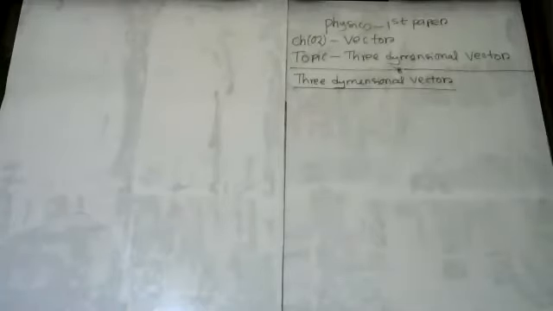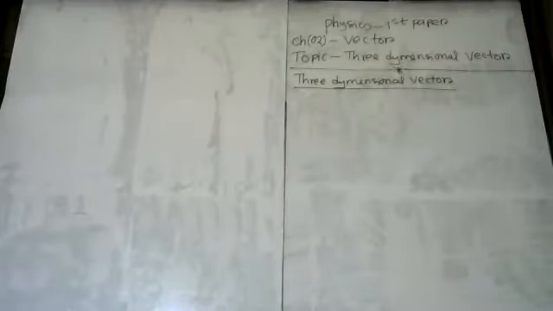My dear student, Physics first paper, chapter number 2, Vector. My today's topic is three-dimensional vector. So my dear student, three-dimensional vector means what? A vector quantity, if it has three components: one is x component, another is y component, and the last one is z component. Then that vector is called three-dimensional vector.